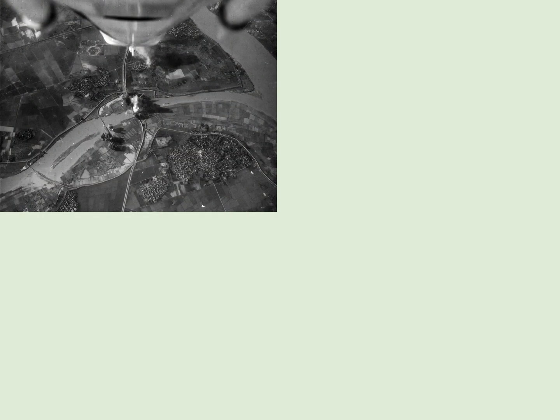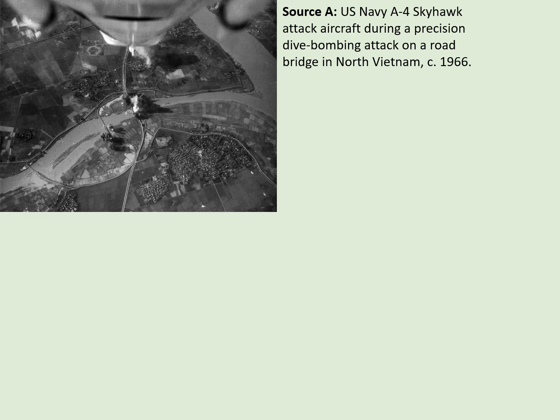In paper 3, you will have already answered a question on some sources, and you will be able to use these sources where they are relevant in the other questions too, even though they're more focused on the interpretations. So let's get you started by looking at a pair of illustrative sources. Here's the picture from Rolling Thunder that we saw earlier. Source A, US Navy A-4 Skyhawk attack aircraft during a precision dive bombing attack on a road bridge in North Vietnam circa 1966. So you'll decide whether or not this actually provides you with useful information.